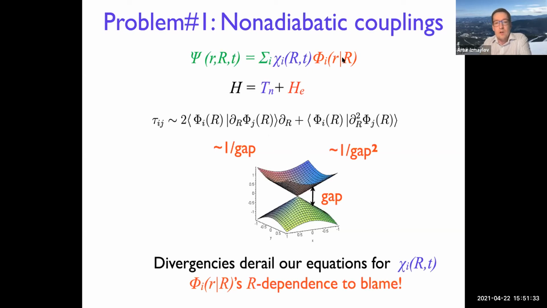These problems can be traced to the nuclear dependence of the electronic states. The fact that the electronic states depend on nuclear coordinates helps us select just a few electronic states to represent the physics of the problem, but it also has a downside because they generate these non-adiabatic couplings.